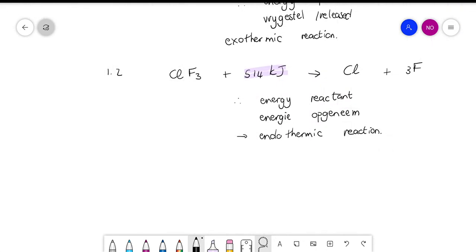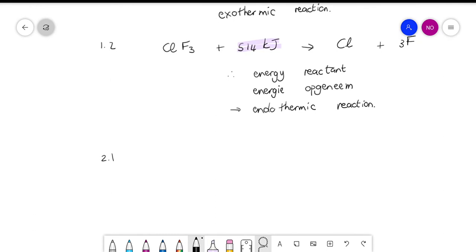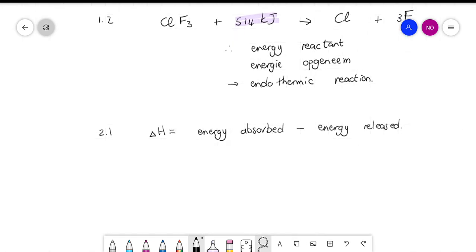Oké, okay, dan het juffrou Wessels ook vir julle 2.1 en 2.3 gegee om te doen. And for those you need to use the formula that says delta H, you get by saying energy absorbed. Dit is op die vorige bladsy, op bladsy 216. Minus energy released, en dan gaan jy kyk as delta H groter is as 0, beteken dit is endotermies. En as delta H kleiner is as 0, beteken dit is exotermies.